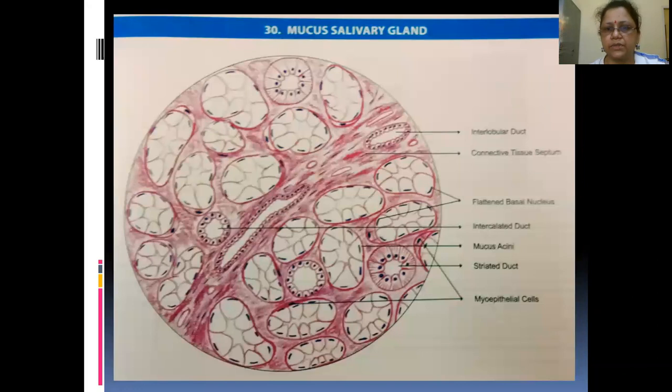Why have I brought a separate slide about serous demilune? Because I've seen every time in viva, you've been asked about serous demilune, and I hope this batch can speak nicely about serous demilune. Okay.